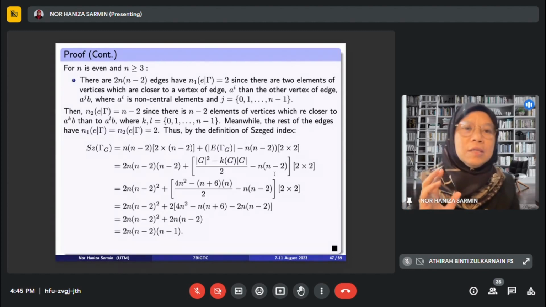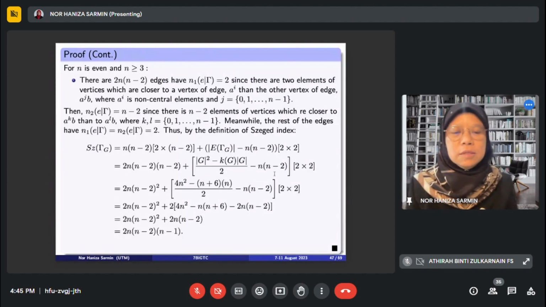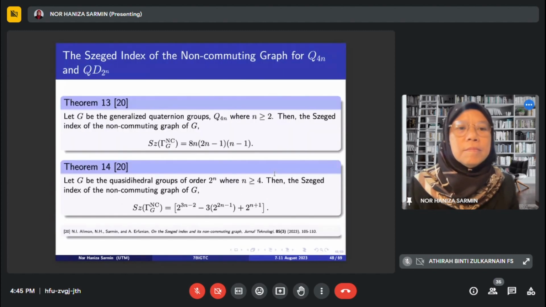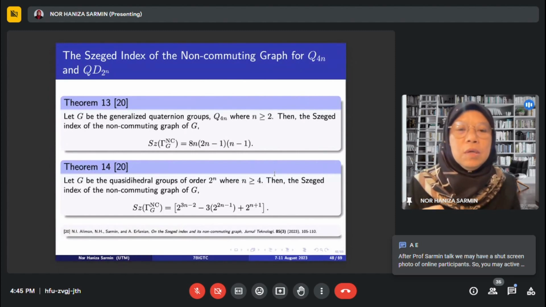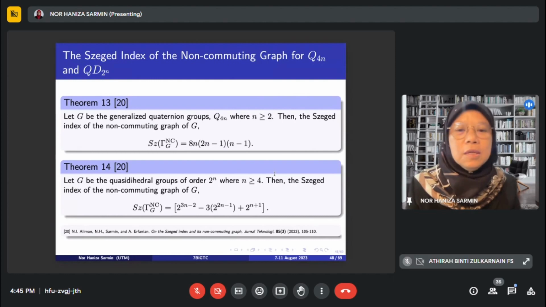For the case n is even, and by the definition, we come to this answer. For the non-commuting graph for the other two groups, we also found the Zagreb index using the definition.